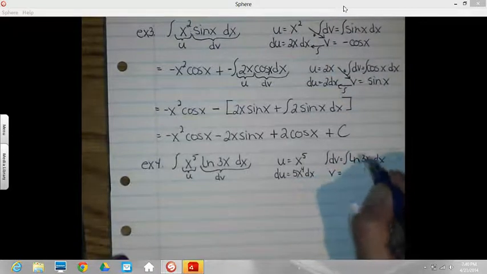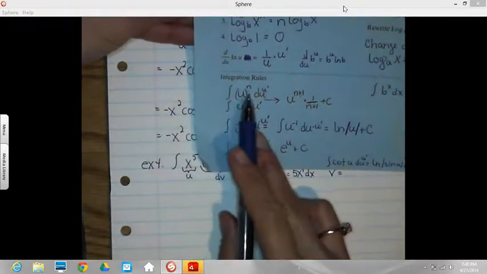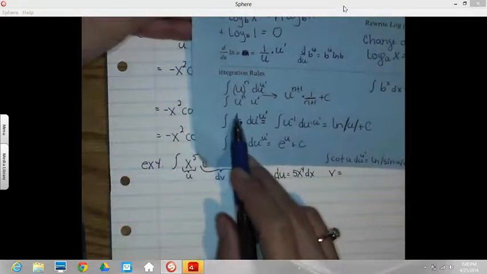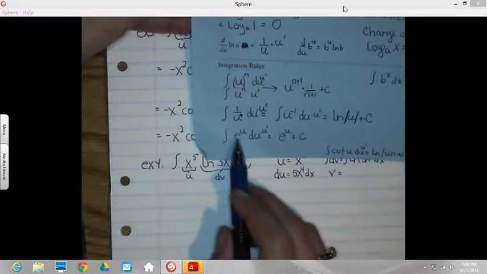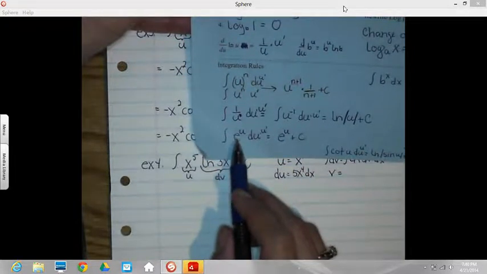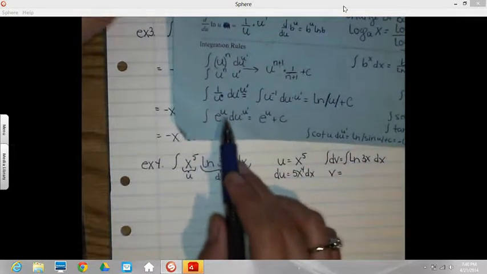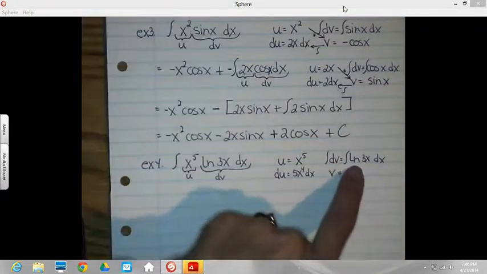The ln. Let me check my integration rules. I've got a reverse power rule where I add 1. I've got a 1 over u. That integrates to natural log. And I've got a rule for integrating e to the u. And then I got all the trig functions over here. But nowhere do I have an integral of natural log of x. We never did that all year. We aren't going to do that ever. This is not something I can integrate.